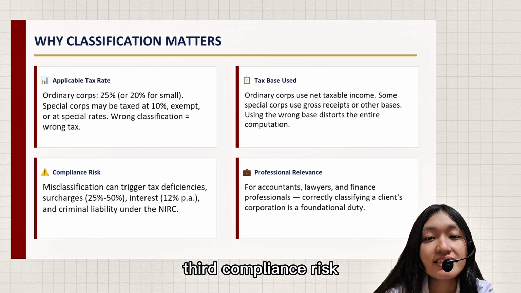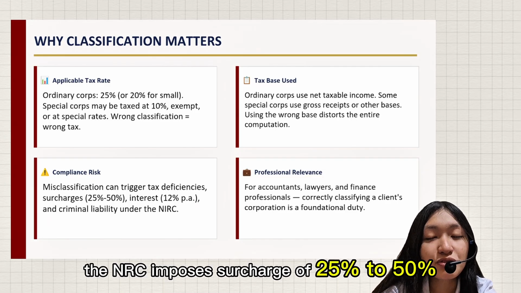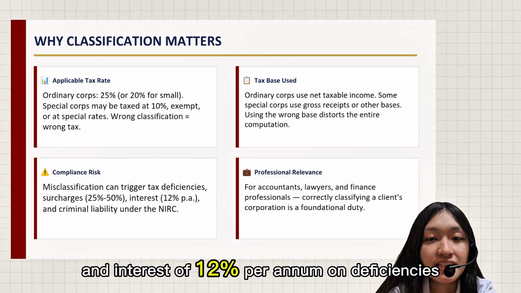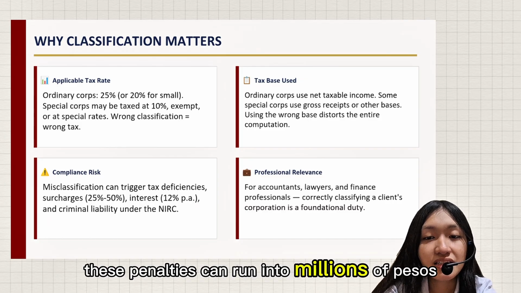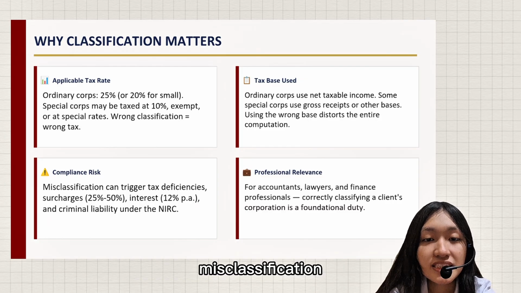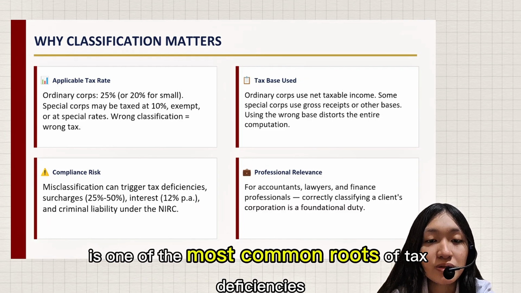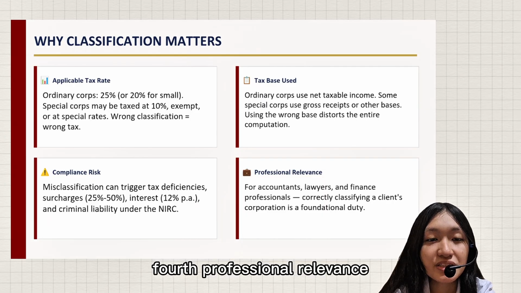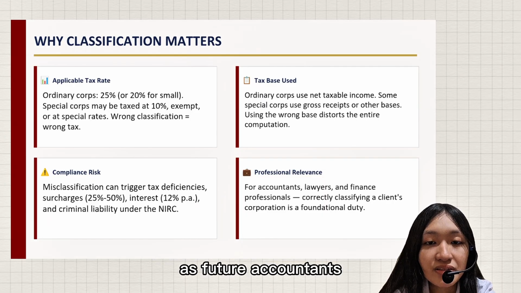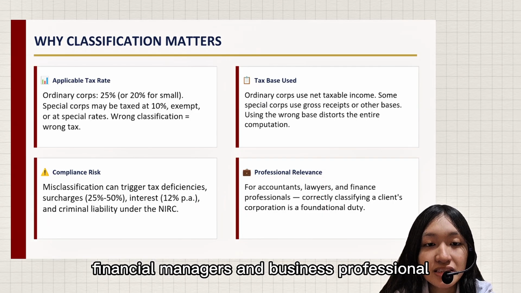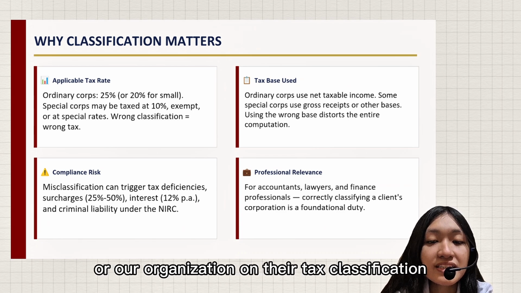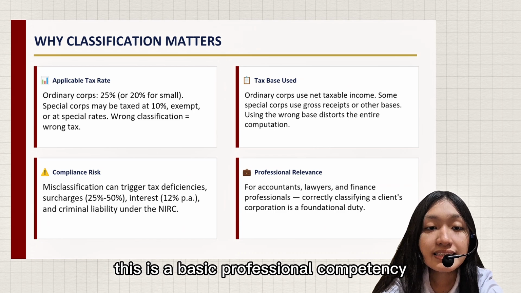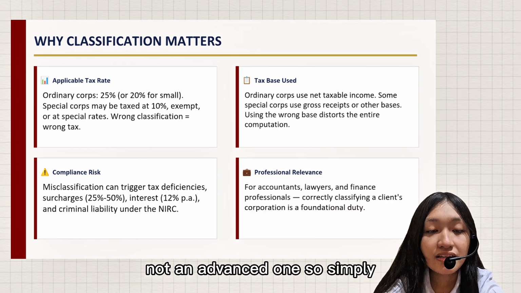Third, compliance risk. The NIRC imposes a surcharge of 25% to 50% and interest of 12% per annum on tax deficiencies. For large corporations, these penalties can run into millions of pesos. This classification is one of the most common sources of tax deficiencies. Fourth, professional relevance. As future accountants, financial managers, and business professionals, we will encounter situations where we need to advise clients or our organization on their tax classification. This is a basic professional competency, not an advanced one.